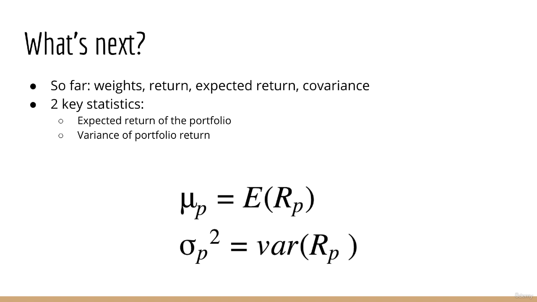Okay, so what's the next step? So far, we've looked at the weights which describe a portfolio, the return on each asset, the expected return on each asset, and the covariance matrix. The two key statistics we are concerned with in portfolio optimization are the expected return of the portfolio and the variance of the portfolio return. We'll call these mu sub p and sigma sub p squared.